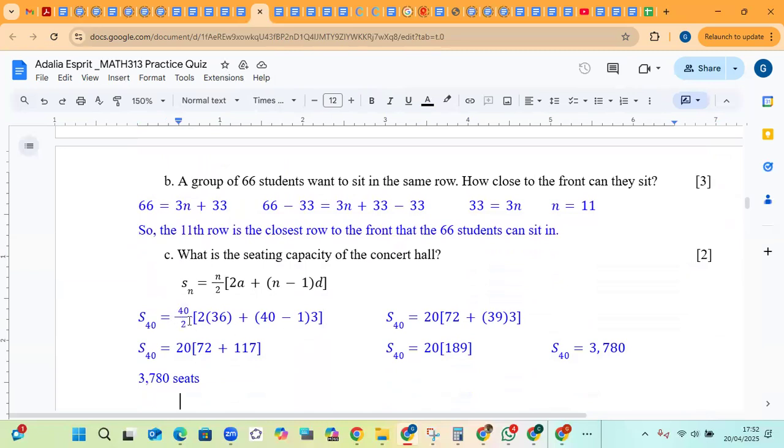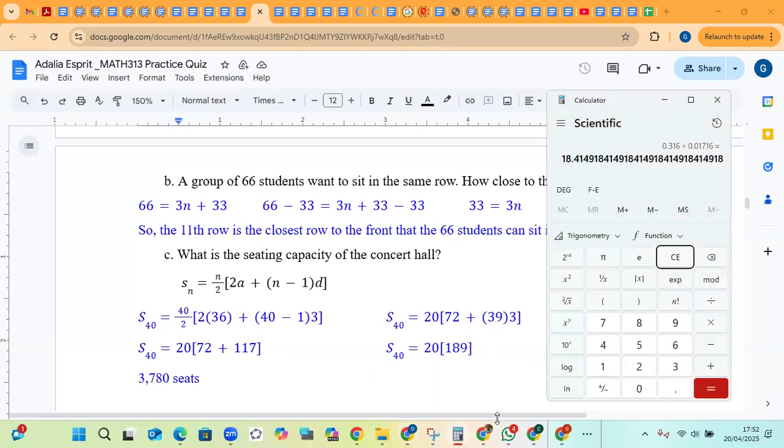40 divided by 2, open square bracket, 2 times 36 plus 40 minus 1 times 3. What do you have to do? What's in the bracket first before we move out? But outside of the bracket, we have 40 divided by 2, so we can do that. 40 divided by 2 is 20. 40 minus 1 is 39. Now we have to multiply 39 by 3 before we add to 72. Multiplication comes before addition. So 39 times 3 will give us 117.